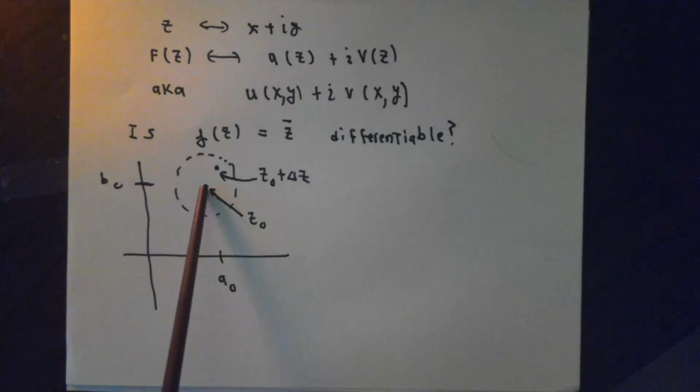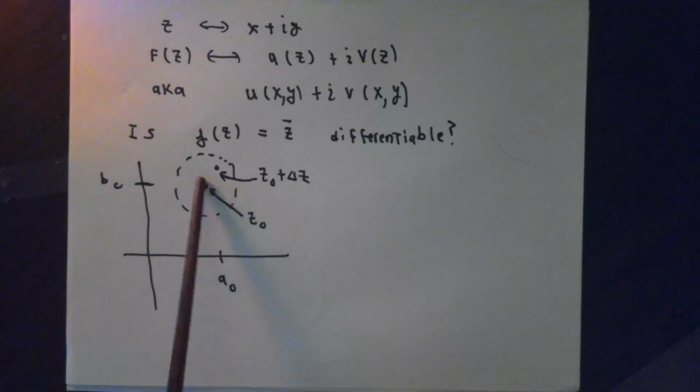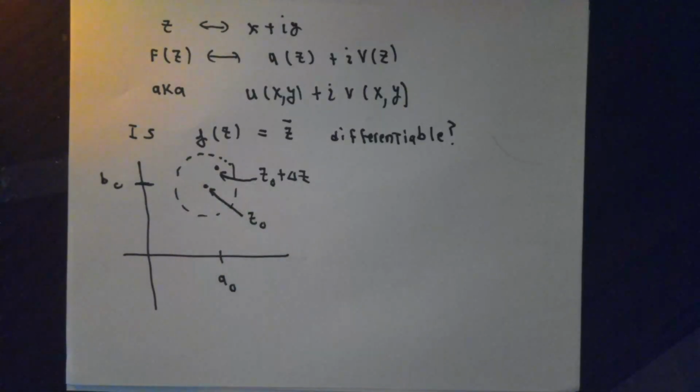I can get close to z by a wide variety of methods. There are many directions that I can get close to z0 here. If the derivative at z0 exists, it shouldn't matter which manner I approach z0 in, I have to get the same rate of change.